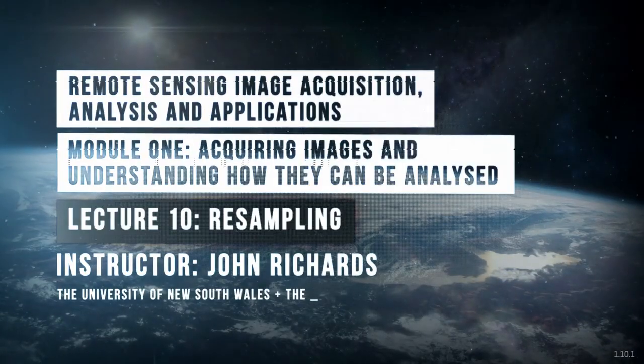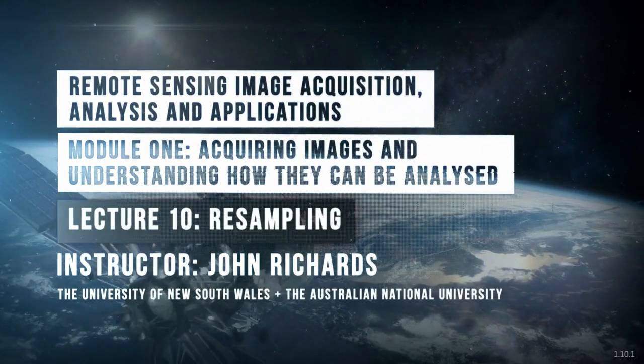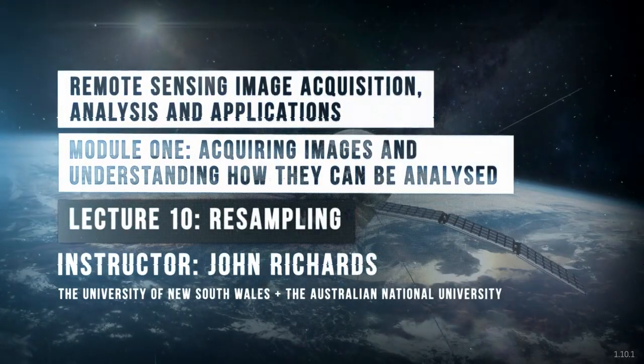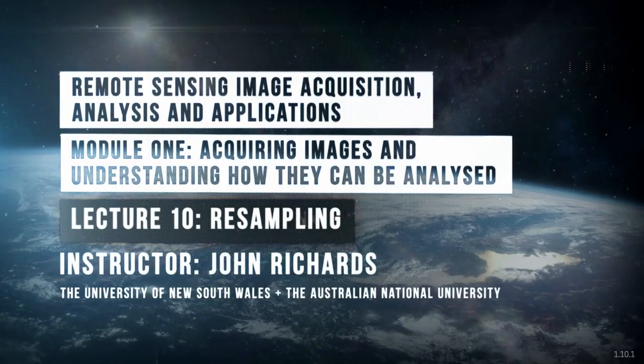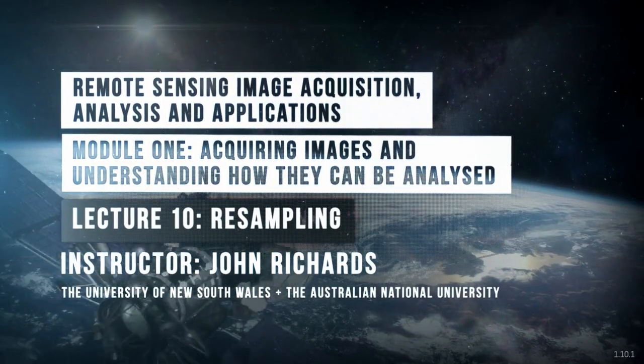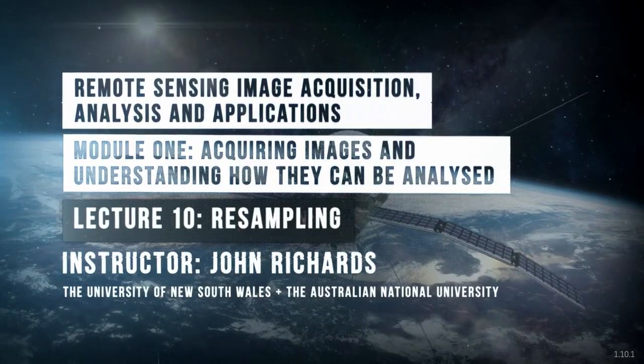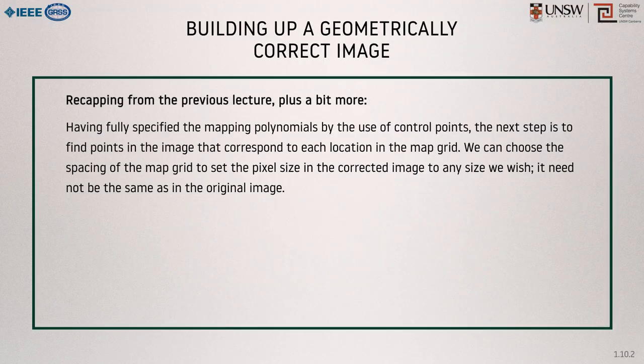We now introduce a new term in this lecture. The process of finding an actual value for the pixel in the image to place onto the map grid using the process of mapping polynomials is called resampling. Remember, we determined the explicit mapping polynomials using the set of control points to find the unknown coefficients. We then used those polynomials to find points in the image which correspond to points in the map.